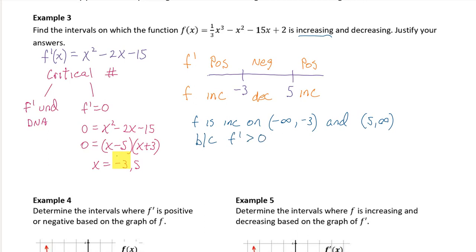I go to the next interval. I'm looking now for decreasing. F is decreasing on -3 to 5, just in the middle portion there, because f prime is less than 0. Okay? So hopefully that's what you came up with when you tried it on your own.